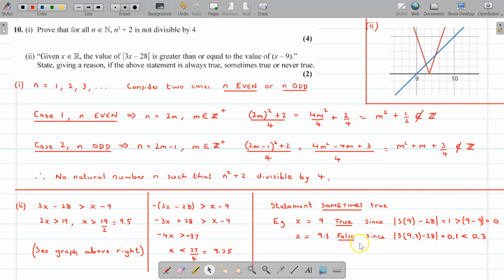Okay, so that's a very thorough proof. You would get away with just doing that part there because you're showing that it's true in one case and false in another, supported by that graph as well.